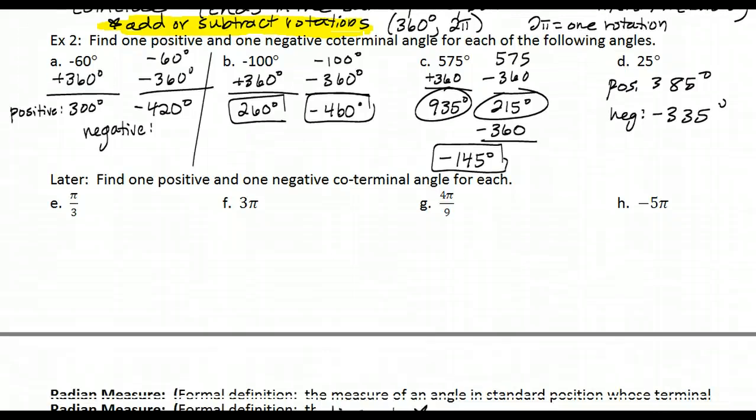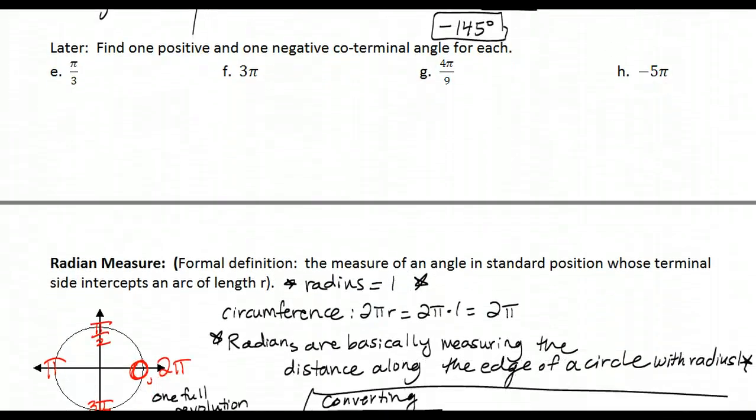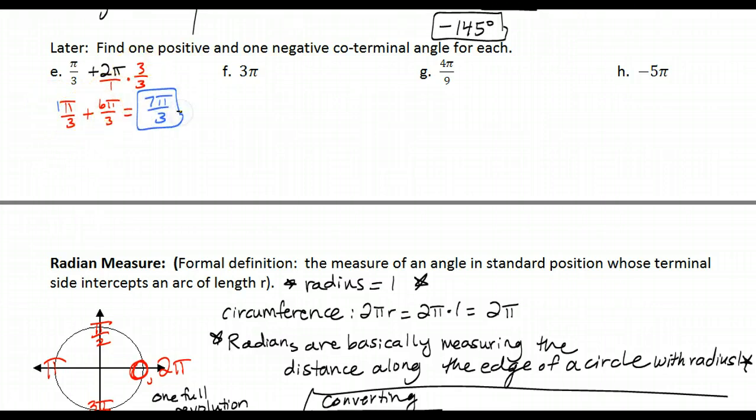And again, here's where common denominator comes in. If I'm going to add 2 pi to this, I can't right now. They don't have a common denominator. Luckily, I can make a common denominator of 3. So multiply top and bottom by 3 here. So 2 pi is the same thing as 6 pi over 3. And then if it's just pi, it's like 1. So 1 pi over 3 plus 6 pi over 3 is 7 pi over 3 for my positive coterminal angle.